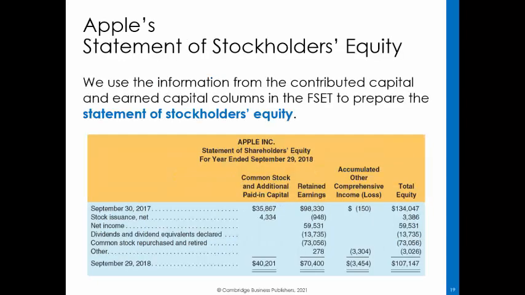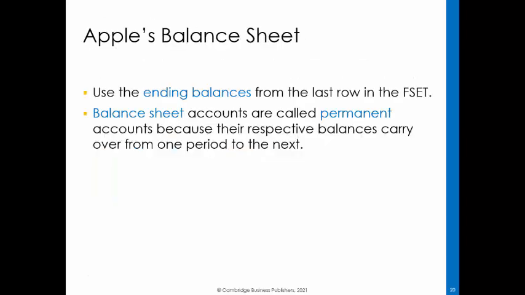The net income is also used to complete the statement of stockholders' equity, which shows the changes in all of the equity accounts from the beginning to the end of the period. Apple's statement of stockholders' equity was prepared using the information from the financial statement effects template in Exhibit 2-11 on page 225 of your text. In your textbook, you can find the balance sheet accounts for Apple that are shown in the financial statement effects template in Exhibit 2-11 on page 225. The balance sheet accounts are never closed, which is why they are referred to as permanent accounts.